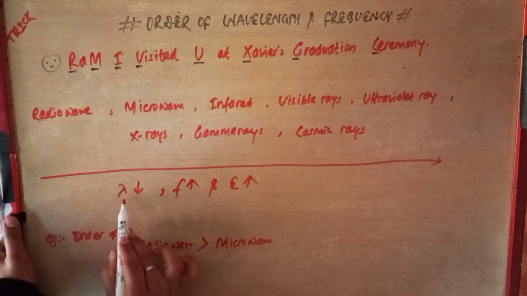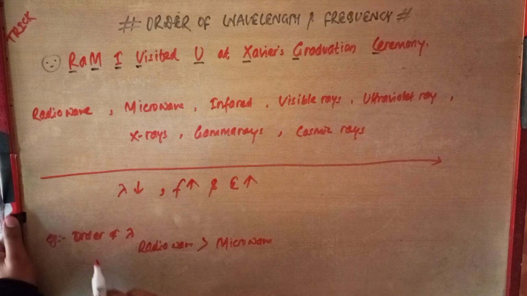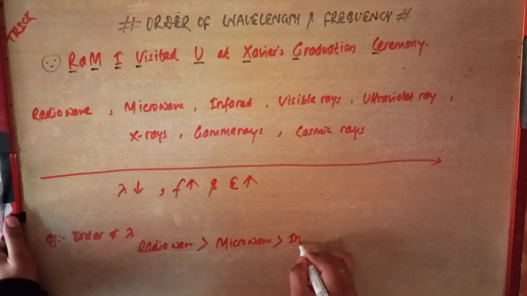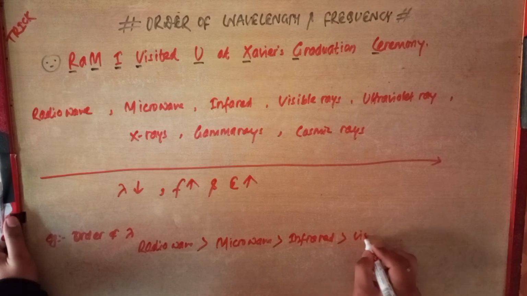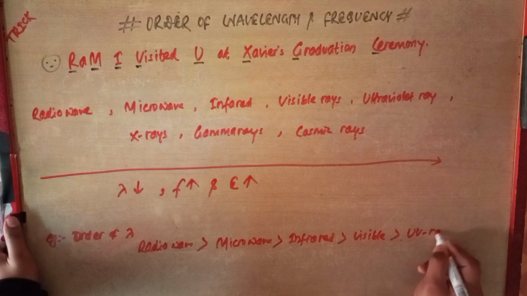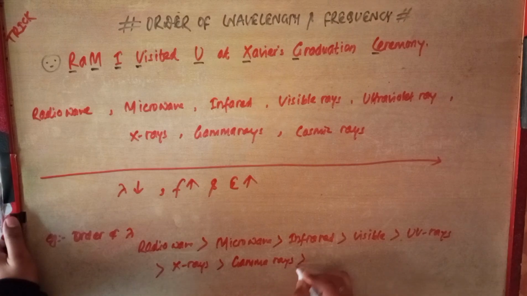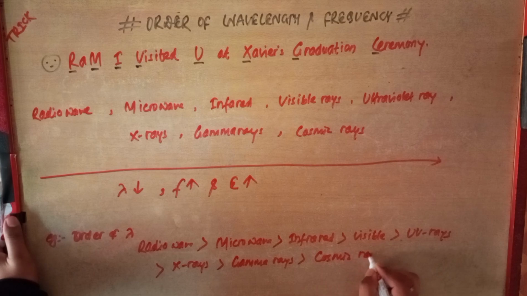We have written here wavelength decreases, that is the maximum wavelength is of radio wave, microwave, and then infrared, and then visible ray, and then UV rays, and then X-ray, and then gamma rays, and at last the smallest wavelength is of cosmic ray.